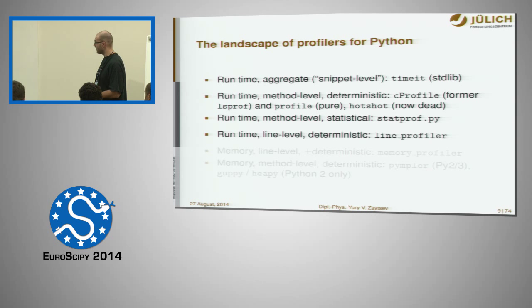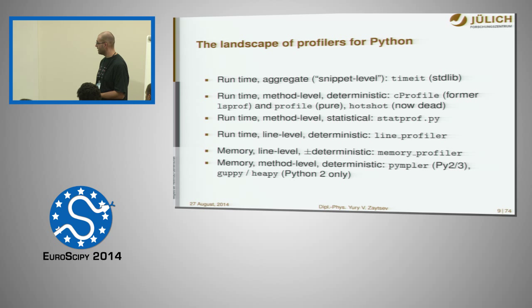There is a line profiler by Robert Kern that works on the line level. And in terms of memory, the tool of choice is something called memory profiler, which is, in terms of user interface, very similar to line profiler. And then there are other tools like Guppy and Heapy. Guppy is actually a whole framework for constructing memory profiling tools, and Heapy is a Python heap profiler that is implemented on top of this framework.